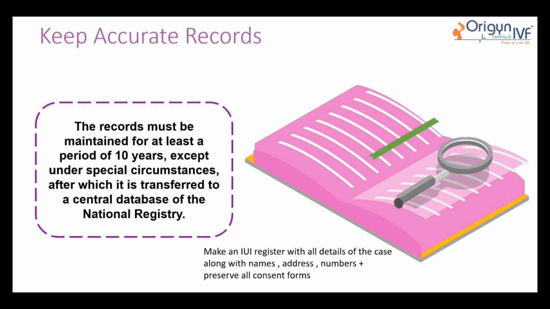Record keeping is very important, and 10 years is the time limit that they have given. Records are to be maintained for at least 10 years, except under special circumstances where they can be transferred to the central database. So suppose the clinic closes, then the records are to be transferred to the central database. So you have to make an IUI register with all the details of the case, along with the name, address, numbers, plus preserve all the consent forms for at least 10 years.